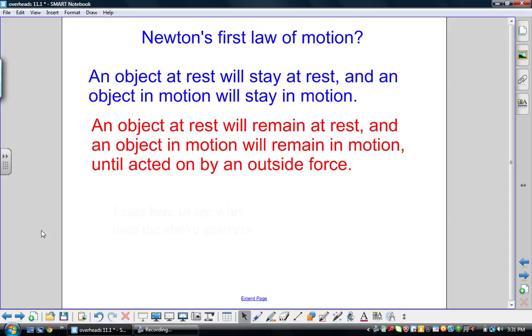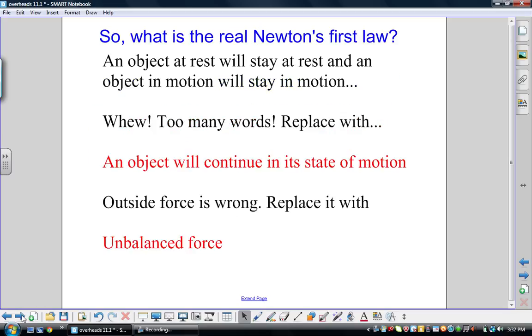Newton's first law of motion, most of the students learned it one of these two ways. Neither of these ways is correct. This is the most popular way that students know, maybe the version that some parents recognize also. The problem here is with this word, outside force. Objects can receive an outside force and not change their motion. If that outside force is balanced, the object is going to continue doing what it used to do. It has to be an unbalanced force. If students have a hard time remembering the difference between a balanced and an unbalanced force, they should go back and look again at Chapter 10.